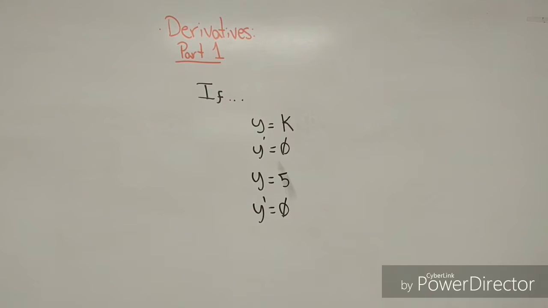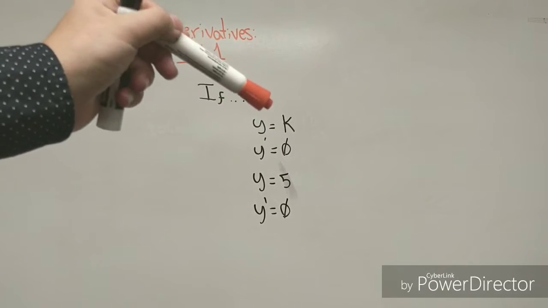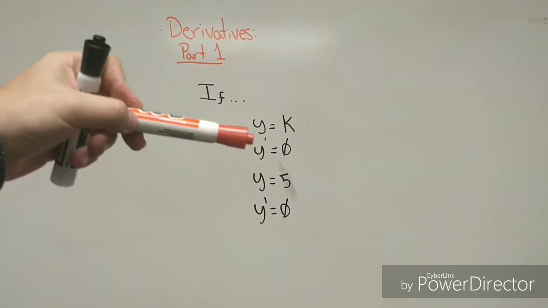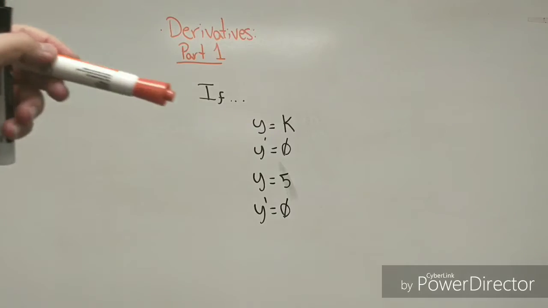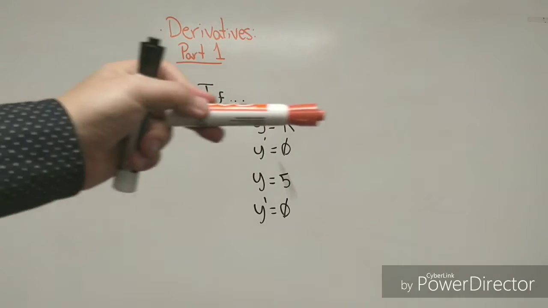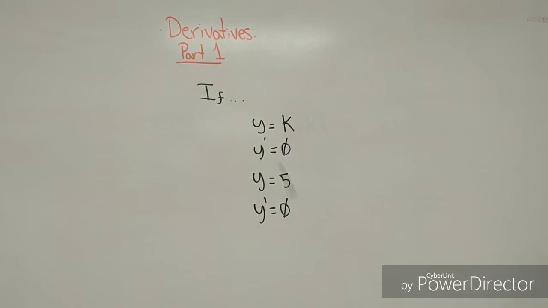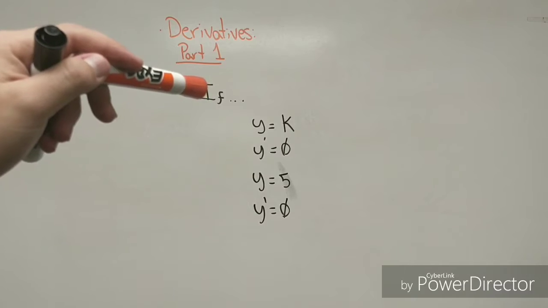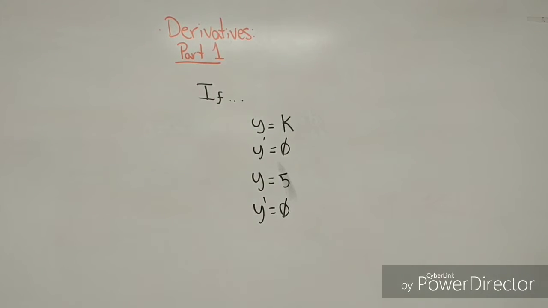Having said that, if we have a constant, a number, we're gonna know today that any derivative for any number is 0. So if y equals 5, which would be a straight line this way, then the derivative would be 0. Any number, if you have any number as a function, the derivative is 0.